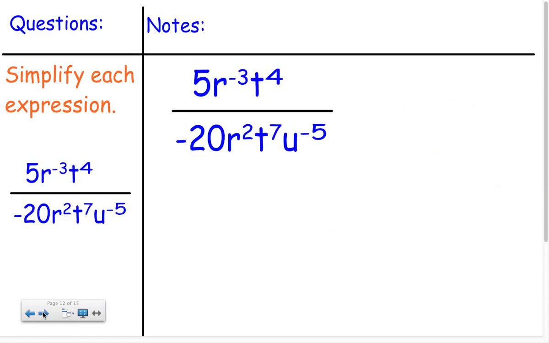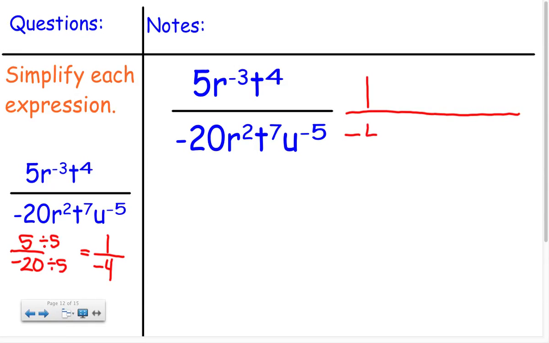All right, 5R to the negative 3rd over T to the 4th divided by negative 20 R squared T to the 7th U to the negative 5th. So let's start by simplifying 5 over negative 20. The number that can go into both of those is 5. So 5 over 5 is 1. Negative 20 divided by 5 is negative 4. So we're going to put a 1 over a negative 4.